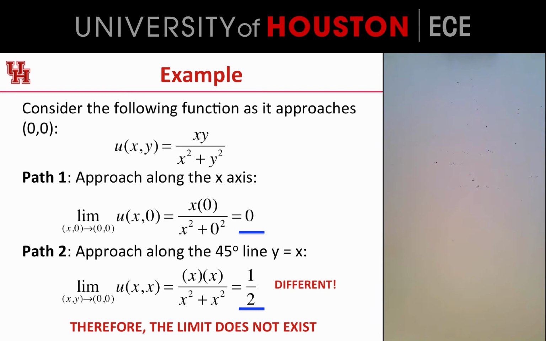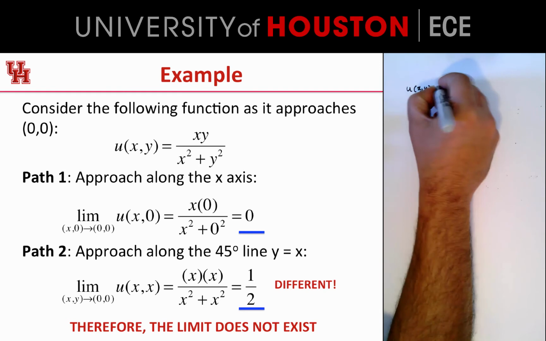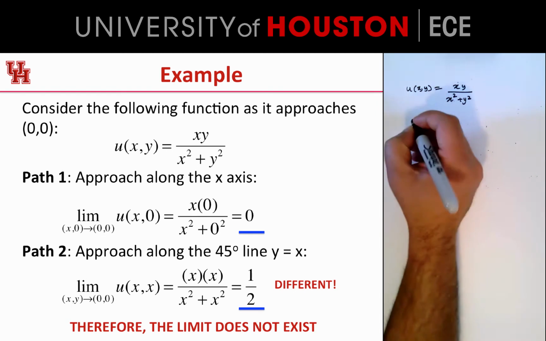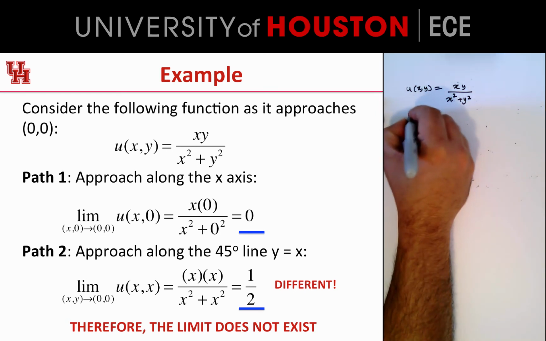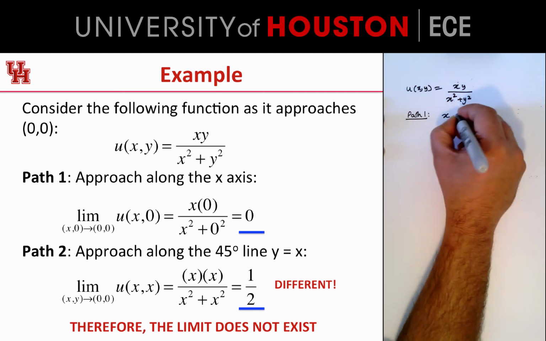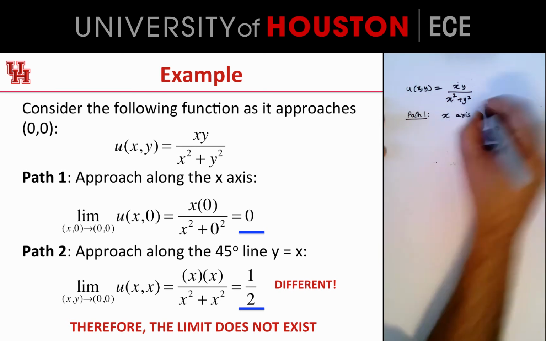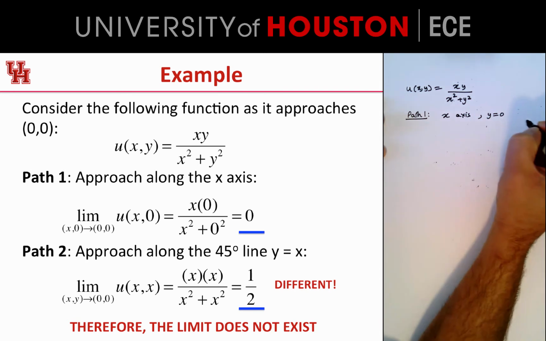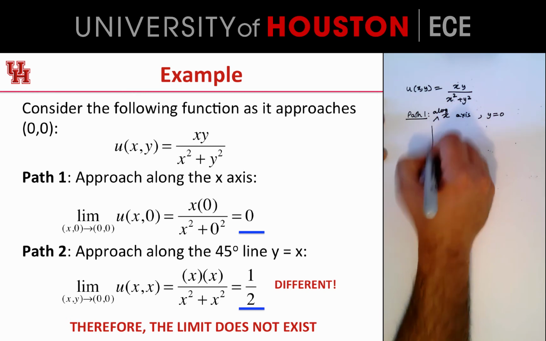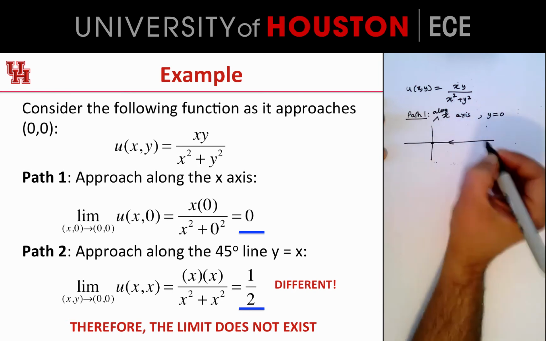So consider the following function: u of xy is xy divided by x squared plus y squared. One path that we can take, let's call it path number 1, is to suppose we approach along the x-axis. So along the x-axis, we know that y equals 0. So basically, you take a path like that. So this is your 0.